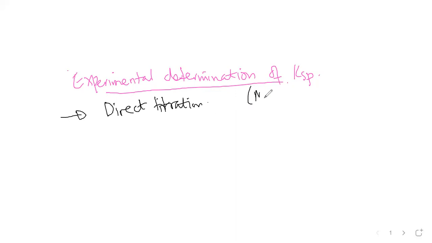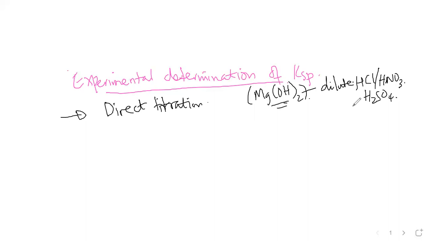For example, if that electrolyte is magnesium hydroxide and you want to determine its solubility product, its solution must be titrated with a dilute acid. The dilute acid can be HCl, it can be nitric, it can be any dilute acid which will not form an insoluble salt with magnesium. So here even dilute sulfuric acid can still work. So that's what we call direct titration.